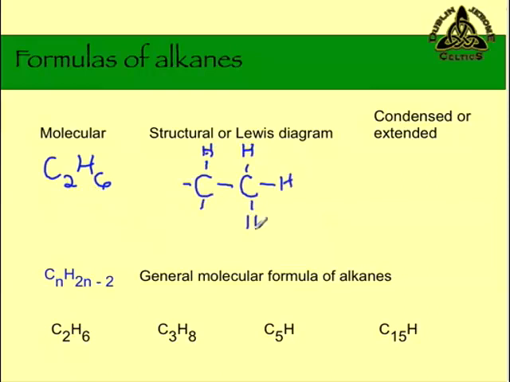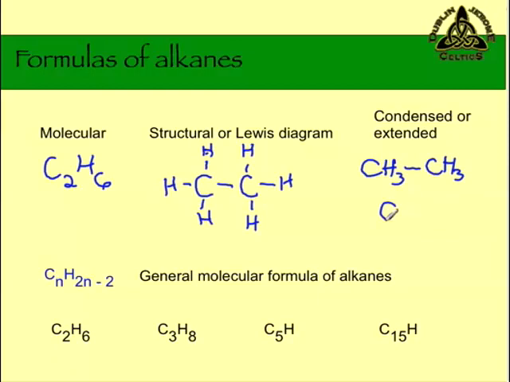So, like I said, this structural or Lewis diagram actually shows the full structure of this ethane molecule. And then the condensed or the extended, this can be written basically 2 different ways. So instead of writing out all the carbon-hydrogen bonds, we assume we know that the carbon-hydrogen bonds are single bonds and where they are, and we just show the bonds between the carbons. So we have CH3, CH3. That would be called the extended formula right there.